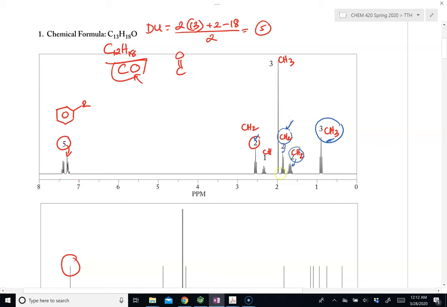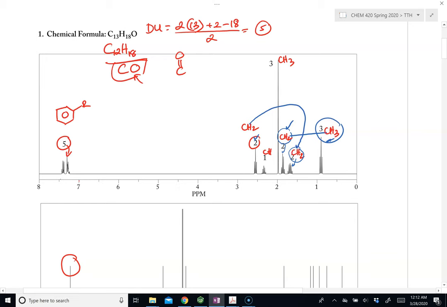The reason why is because this is split into a quartet. Only when this is connected to this CH3 will this signal be split into a quartet. So now we know this is connected to that, and that will then further tell us that this CH2 will be connected to that CH2. So again, don't guess, move on.